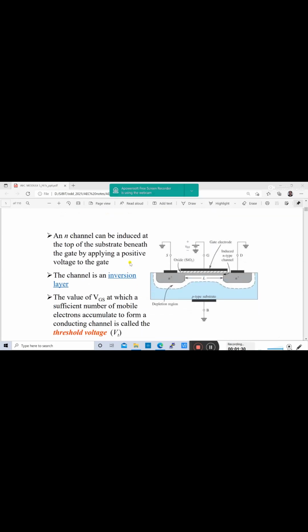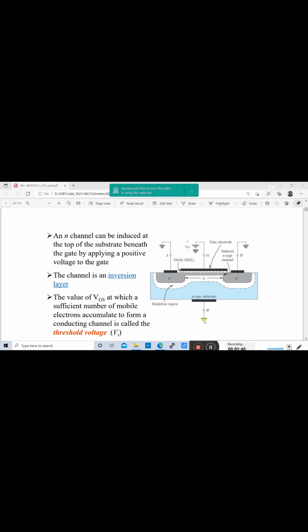Here I have one more thing called the gate. Under that a channel will be formed, so we will have current flow from source to drain through the channel. For normal operation, we need to create a conducting channel between the source and drain once we apply the gate to source voltage.